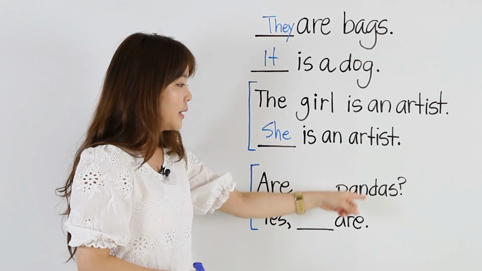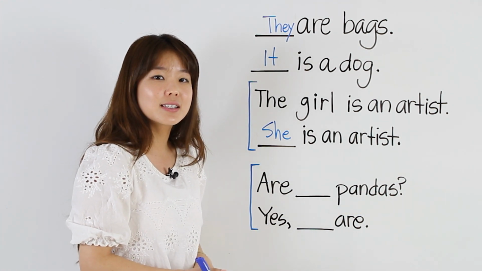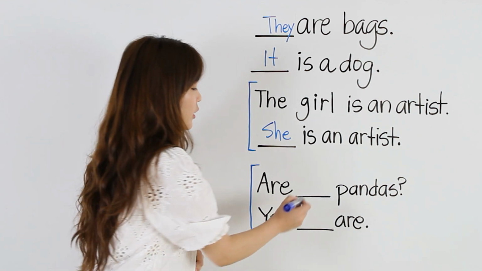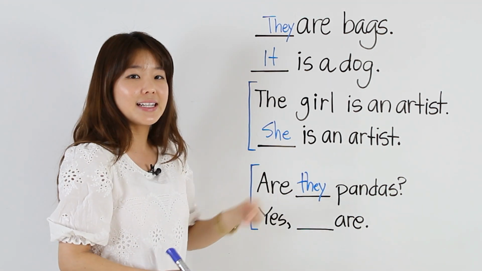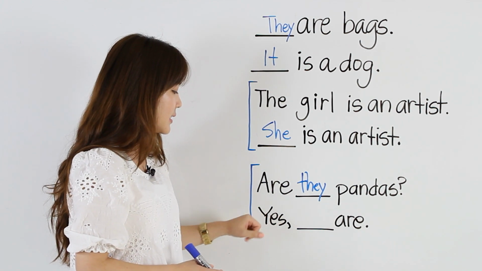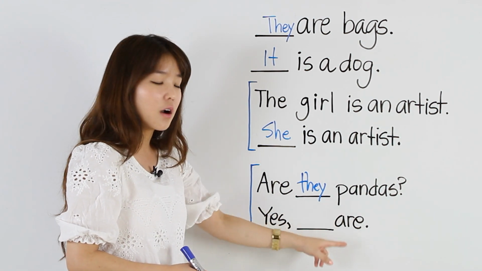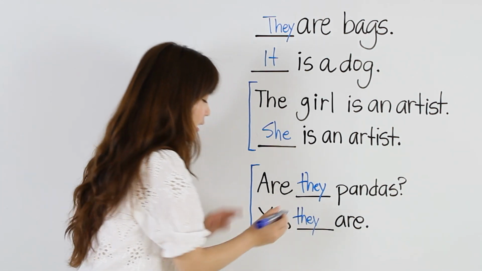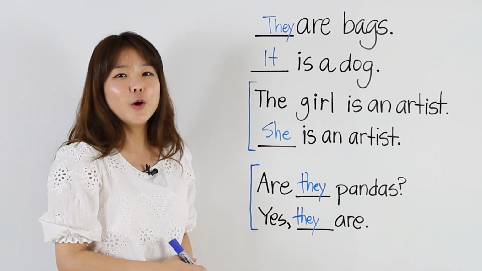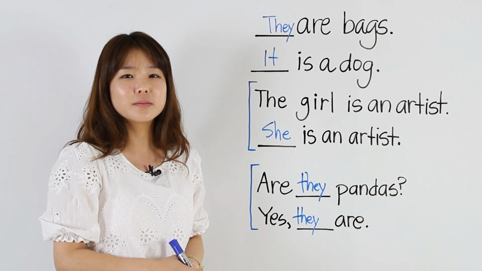Are. Pandas with an S. That means more than one. So we say they. Are they pandas? Yes. Are, again plural, so we just use the same they. Yes, they are. Okay, let's move on to the next part.